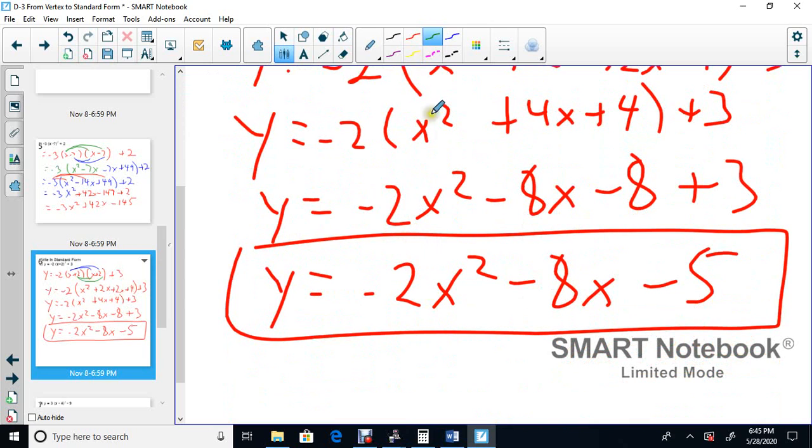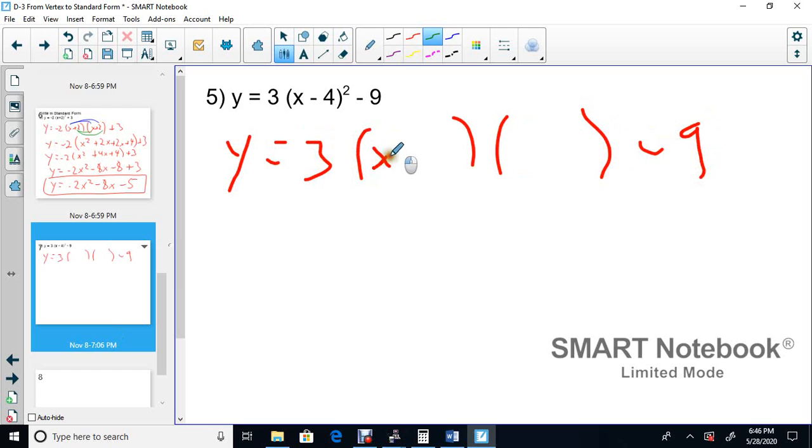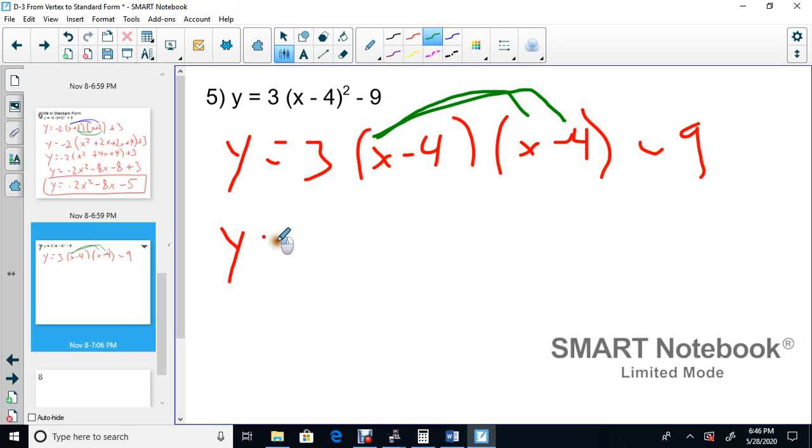We'll do one more of these. Last one here. Do this one here. So exact same thing. Y equals 3. Write the bracket twice, minus 9. You put x minus 4 and x minus 4. Okay, so we're going to multiply this one, and then we're going to multiply that one. So we get y equals 3x squared minus 4x.